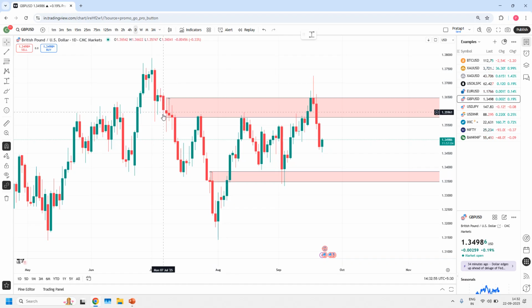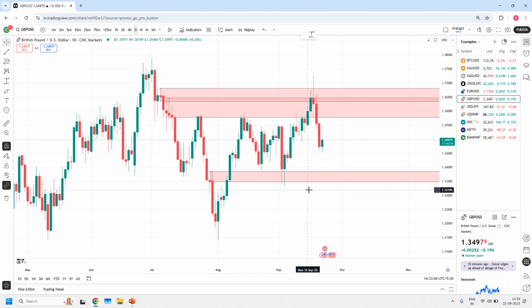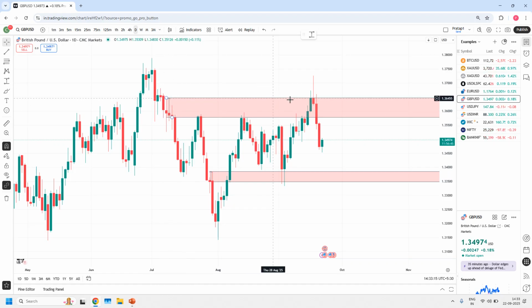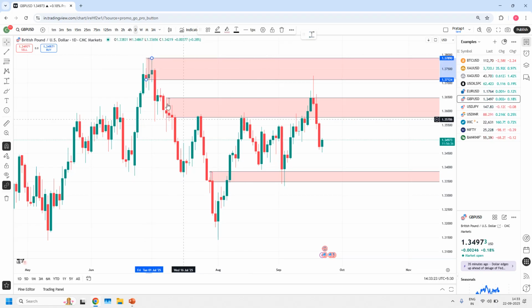Or even if you consider this, I am not convinced it is a leg out, but even if you draw a LOTL supply zone here, even then... But actually this is not a great leg out, so I am ignoring this. But even if you draw it, this is violated here. This is the most recent supply zone.